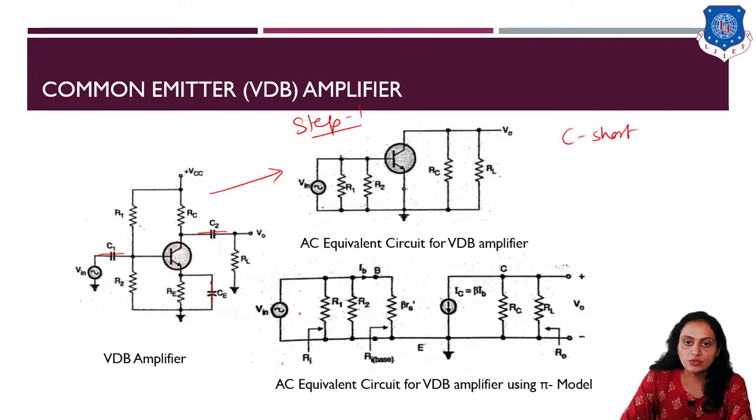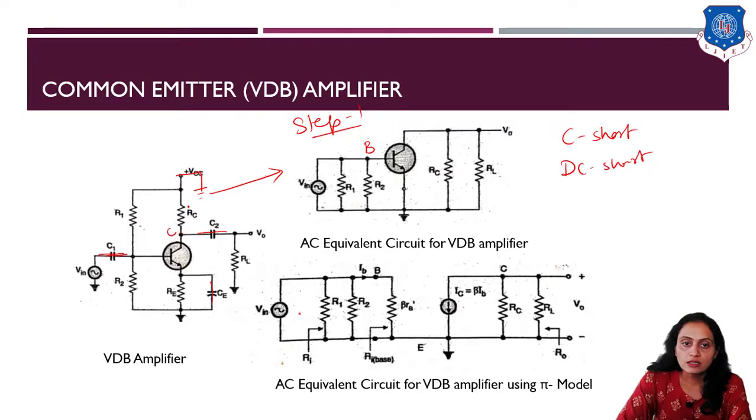Just look into this. This base is connected from R2 to the ground, and again here we are going to short all the DC sources also. So VCC is being shorted. From the base, R1 is also being grounded. C1 is shorted, that's why Vin is connected over here. So from the base we have R1, R2 and Vin.